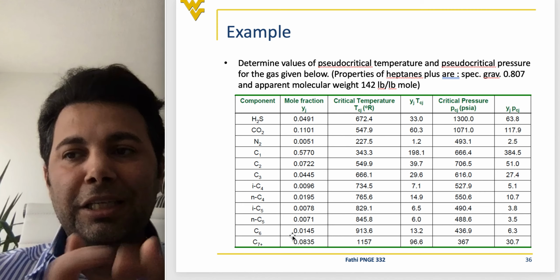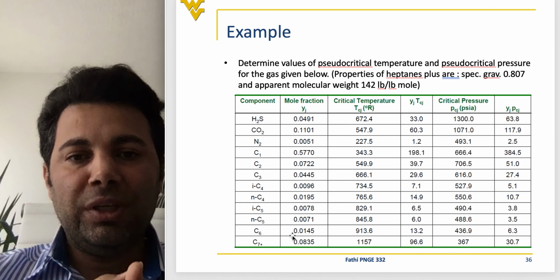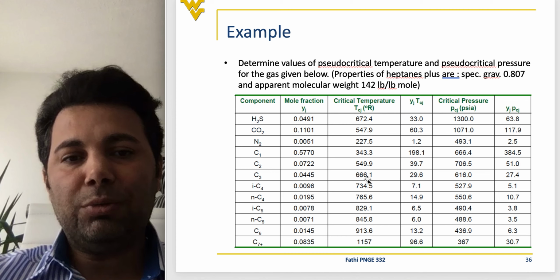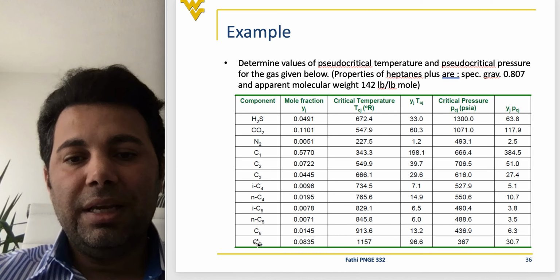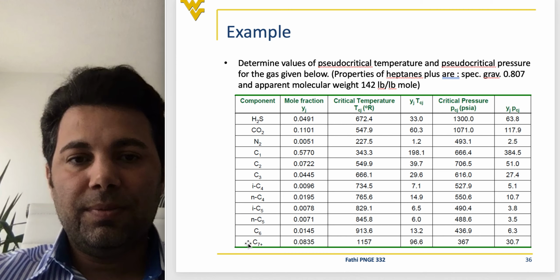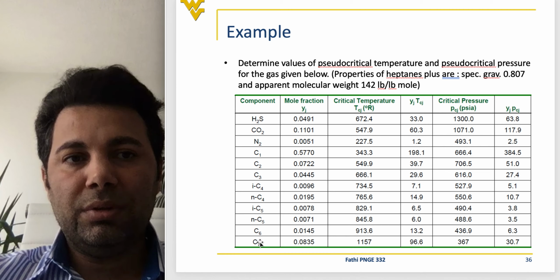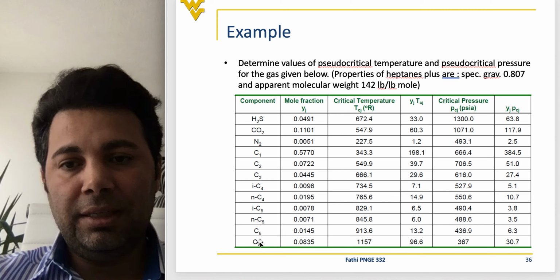So if in any example, homework, quiz, or exam, you need the critical temperature and pressure of the pure components, you can simply refer to this table. You don't even need to go to the end of the book and read them because these are constant numbers, except the C7 plus. As we said, the C7 plus is not a pure component, so its property is not tabulated at the end of the book.